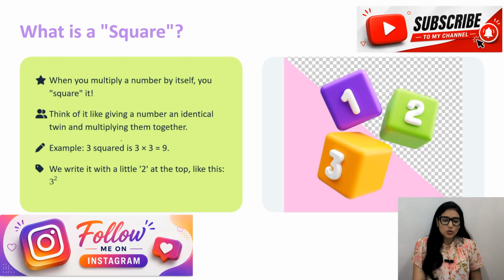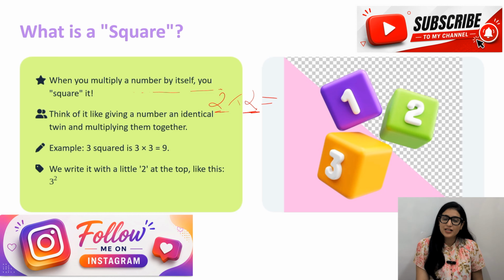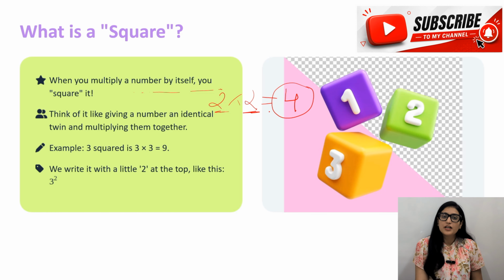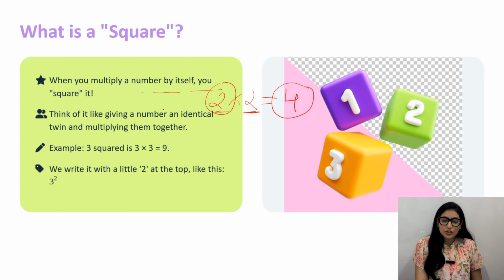So, what is a square? When you multiply a number by its identical twin or by itself, we call it a square. For example, if I say 2 multiplied by 2, I am multiplying 2 by its identical twin and getting 4. So here 4 is the square of what? 2. If you take x multiplied by x, x squared is the square of x.